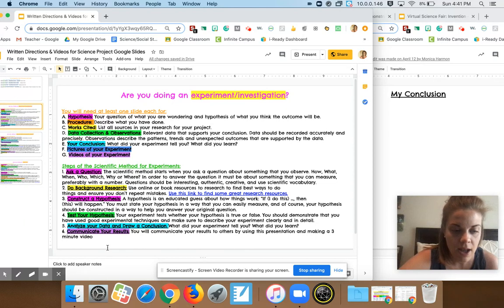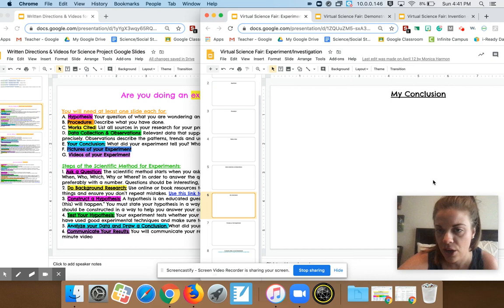It also says down here you're going to analyze your data and draw a conclusion. So before you write about your conclusion, you really need to come up to a conclusion. Look at your data and think about what your experiment told you and what you learned. That's going to be this slide here for you.